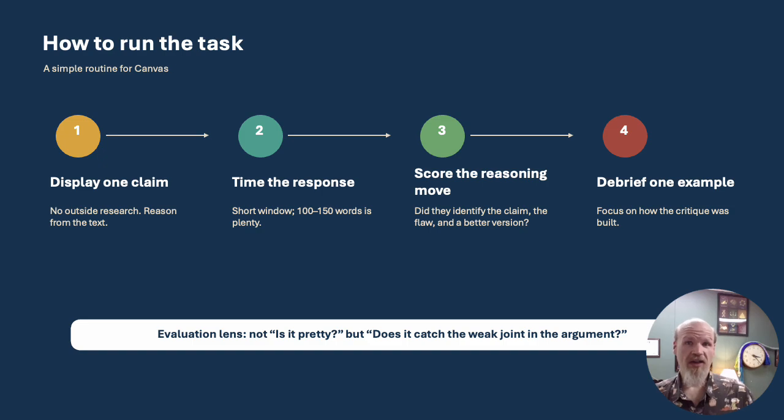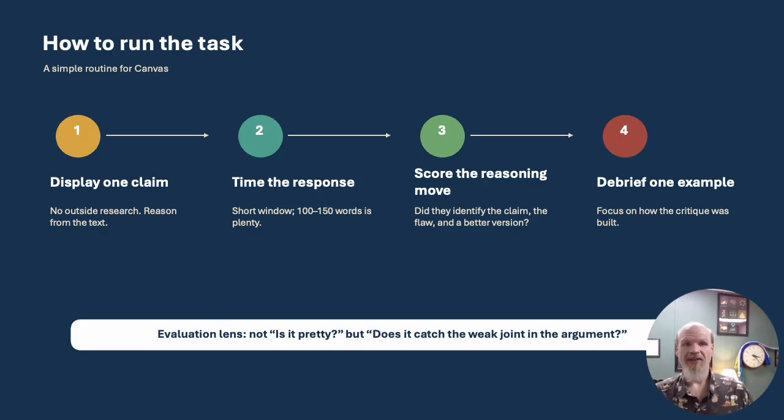What will the task look like in Canvas that you'll be doing for me? Well, I will give you a claim similar to the ones that we had in this presentation. It will not be exactly the same as any of those. I will give you a short time frame, usually 2 to 5 minutes, depending on the length of the claim, and I'll ask you to write out what your response is.